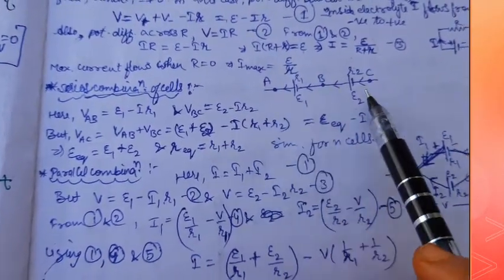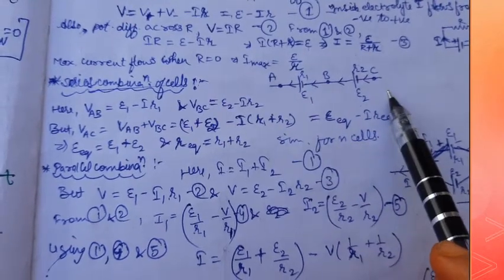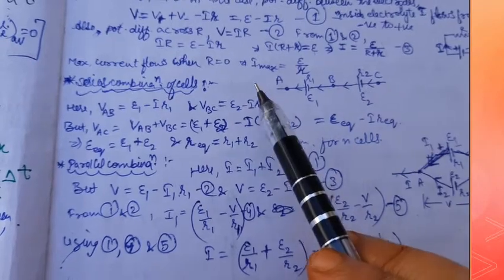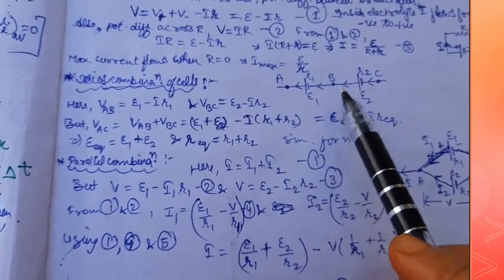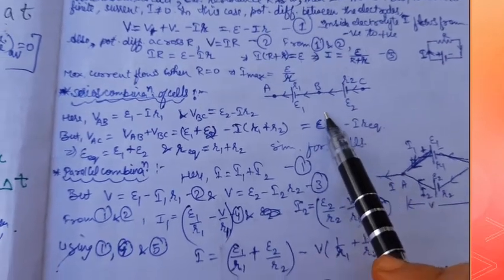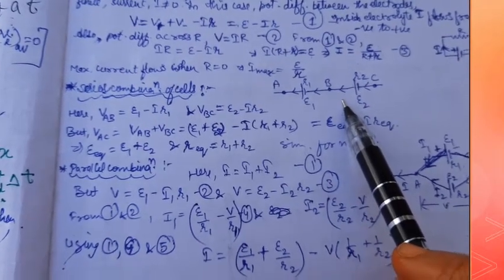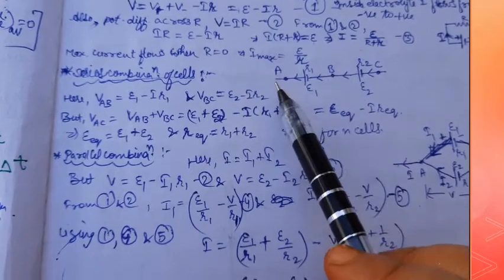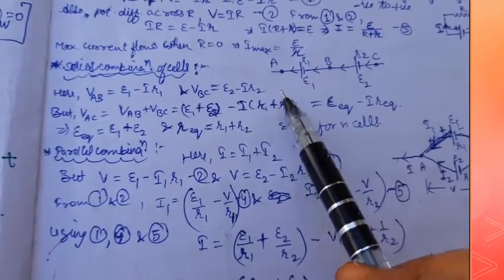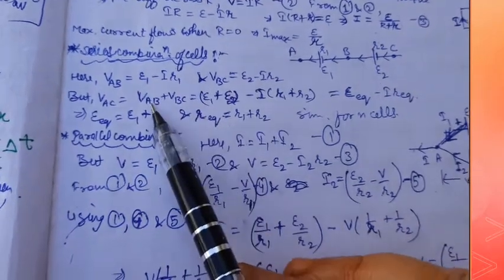Then the total potential difference across the combination, that is VAC, is the sum of VAB and VBC, the sum of the potential differences across AB and across BC. This is the property of series combination that you have studied for resistances and capacitors as well: the total potential difference is the sum of the individual potential differences.